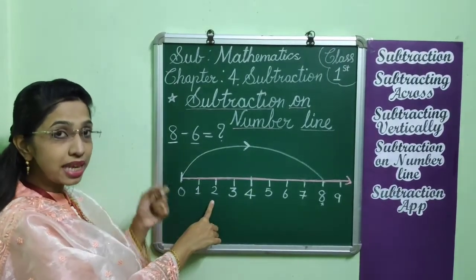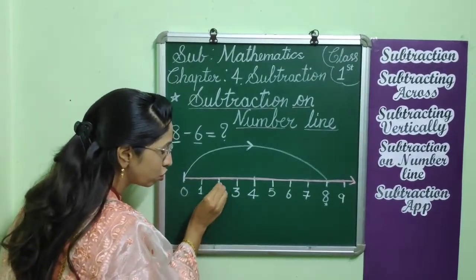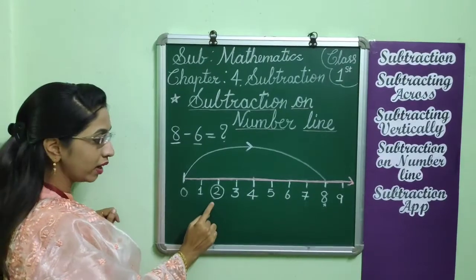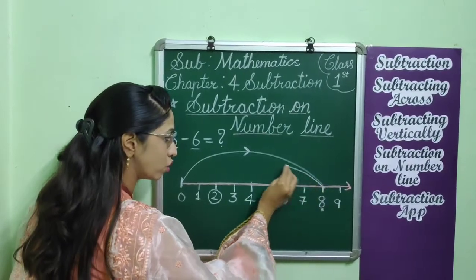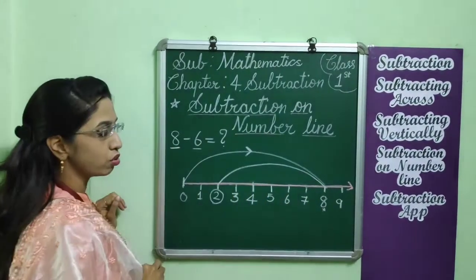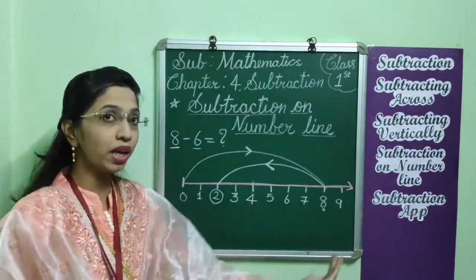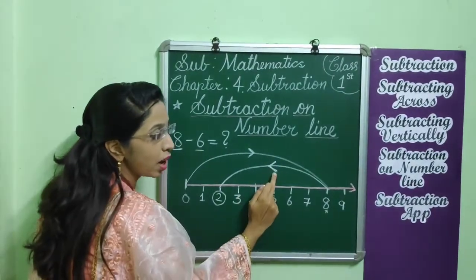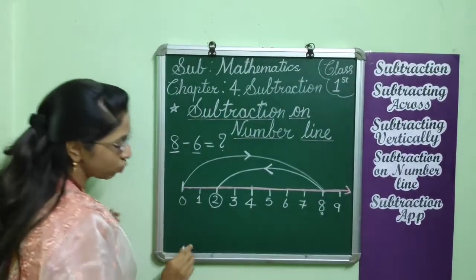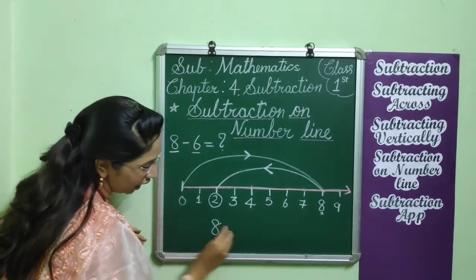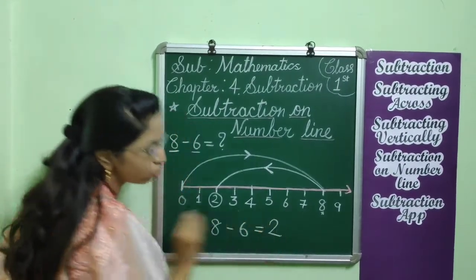After counting 6 places backward, what do we get? We get 2. Circle that number. Then from 8 you have to jump till 2 and put a backward arrow mark. How are we jumping? Backward. So we have to use a backward arrow mark. So after solving this, what are we getting? 8 minus 6 is equal to 2.